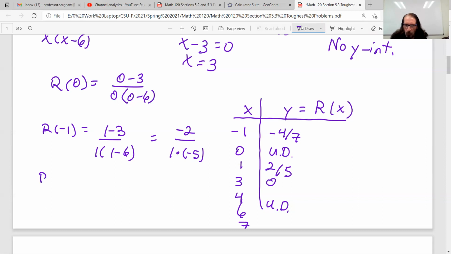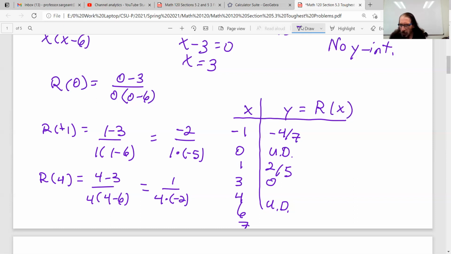When we put in 4, 4 minus 3 over 4 times the quantity 4 minus 6. It's going to be 1 over 4 times negative 2, i.e. negative 1/8. And R of 7. 7 minus 3 over 7 times the quantity 7 minus 6. It's going to be 4 over 7 times 1. So positive 4/7.